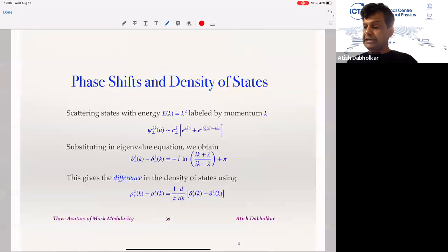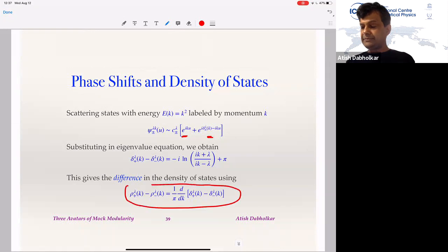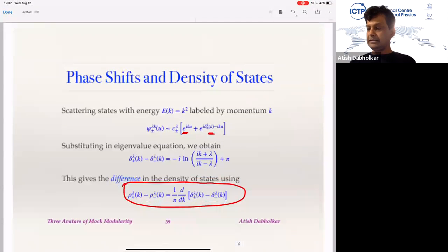You can send in a wave going in and a wave coming out. And if you can determine the phase shifts, you can determine the density of states. It's a fairly simple calculation in scattering theory in quantum mechanics. You probably don't remember this, but from your quantum mechanics book, you can read off that knowing the phase shifts is basically knowing the S matrix. And knowing the S matrix, you have all the information about the theory. In particular, you can work out the density of states, and it is given by this formula.